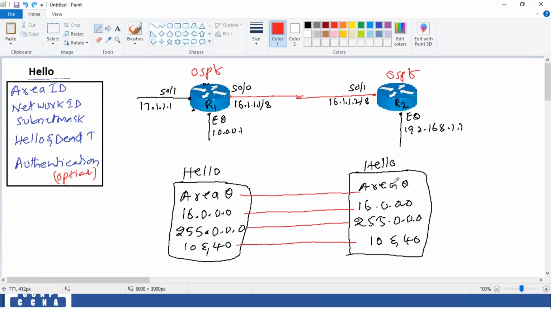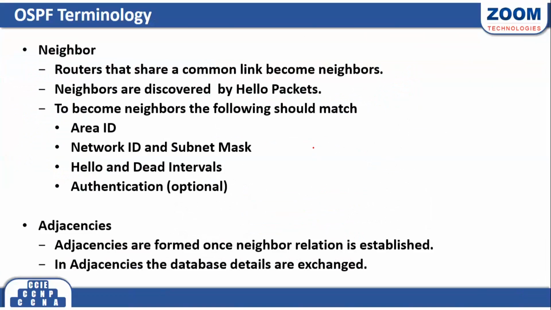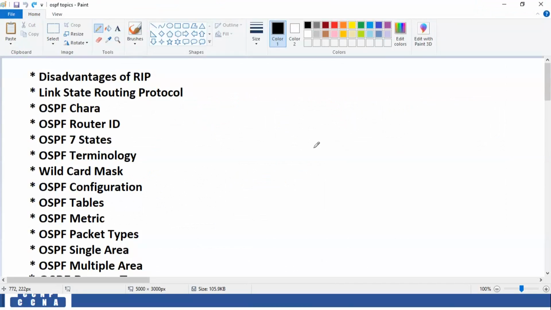Once the packets are matching, R2 will also send a hello packet to R1. R1 will also check the same parameters. Okay, area IDs are matching, network ID, subnet mask, hellos. You are also my neighbor. So a successful neighbor we call an adjacency. A directly connected device is a neighbor, but when the hello packet parameters also match, then we call it an adjacency. Adjacencies are formed once the neighbor relation is established. In adjacency, database details are exchanged. So this is the OSPF terminology: neighbor and adjacency. A successful neighbor, by matching the hello packet parameters, we simply call an adjacency. Is it clear about OSPF terminology?